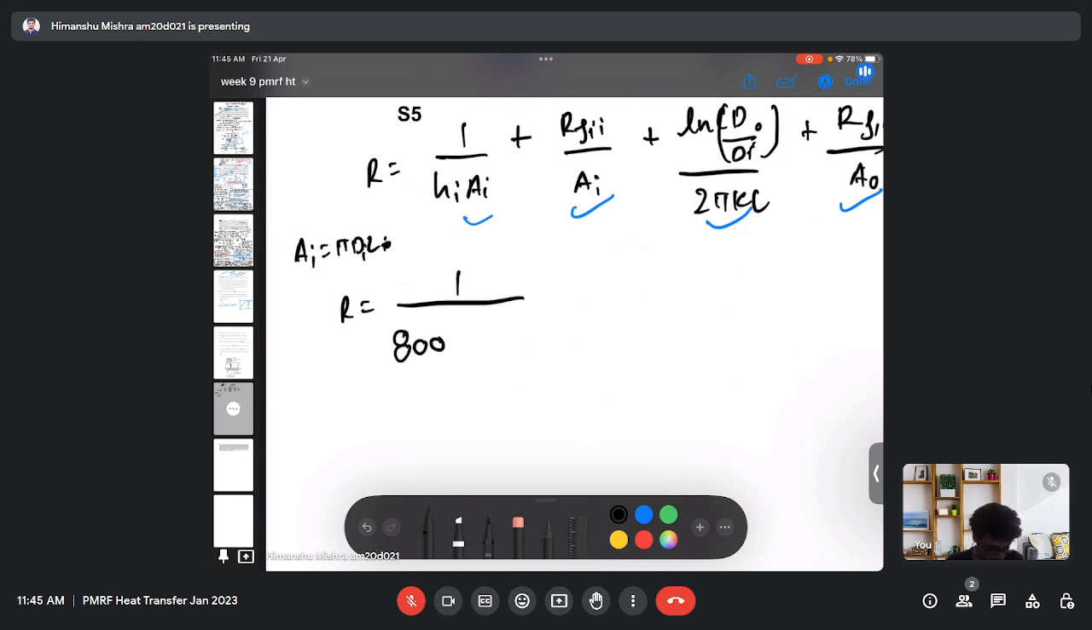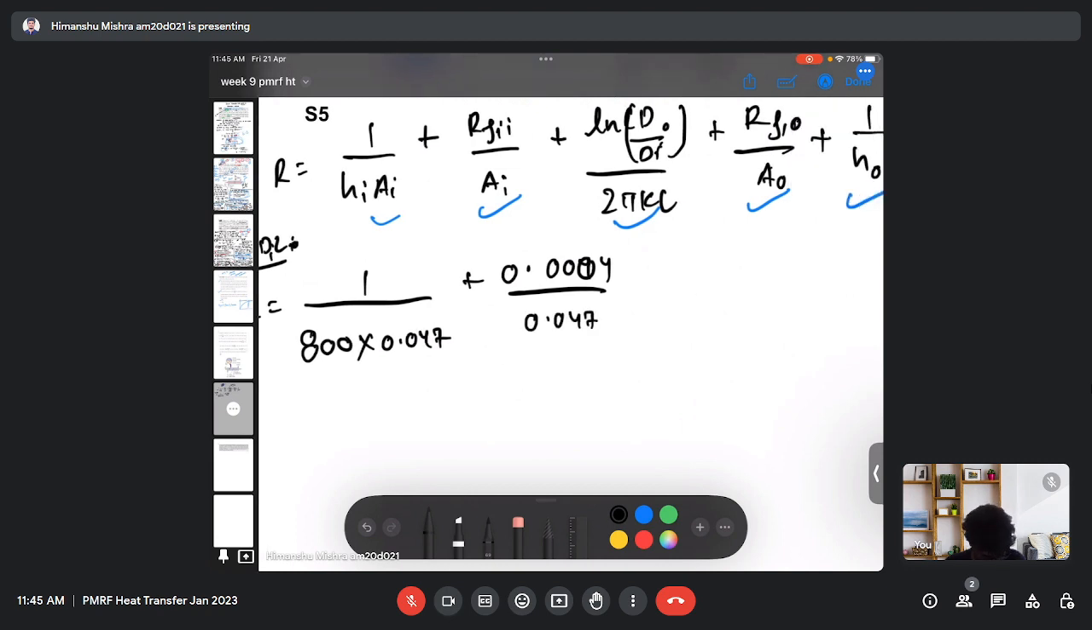This is my inside heat transfer coefficient, and this is my inside area using pi d L. My resistance of fouling factor given is... and my outside diameter is this. This is my inside diameter. This is my thermal conductivity. This is my length.